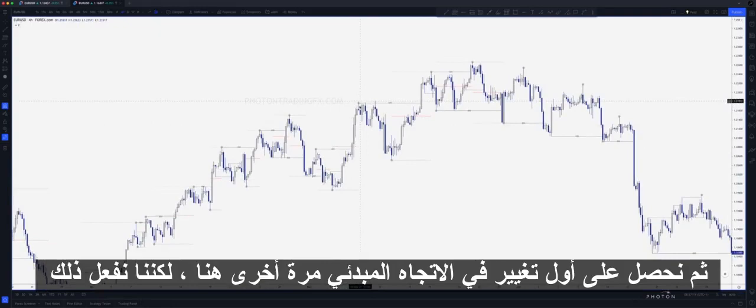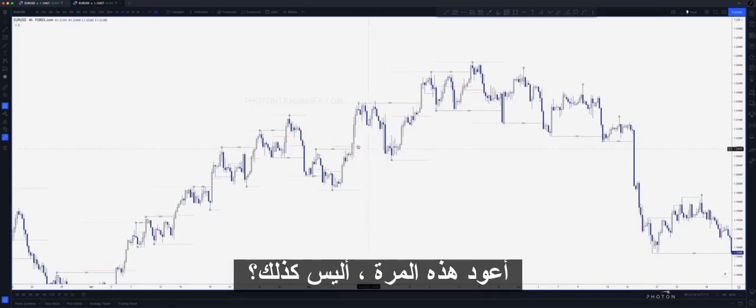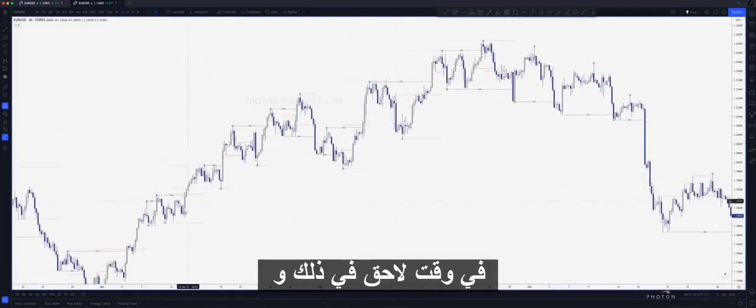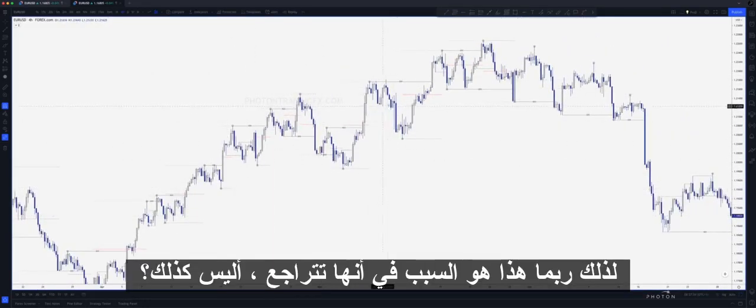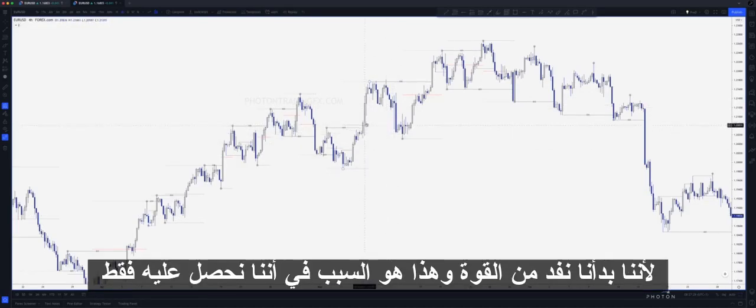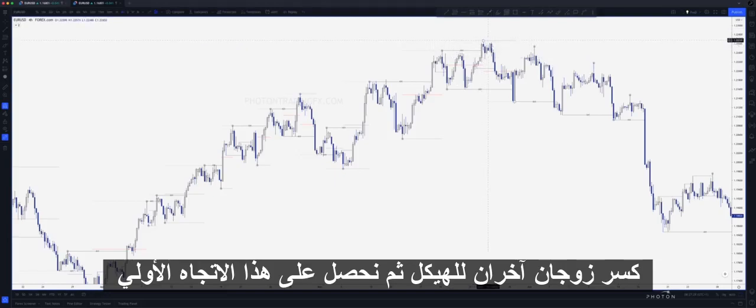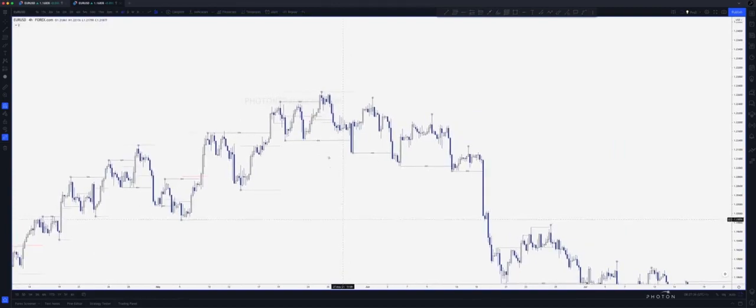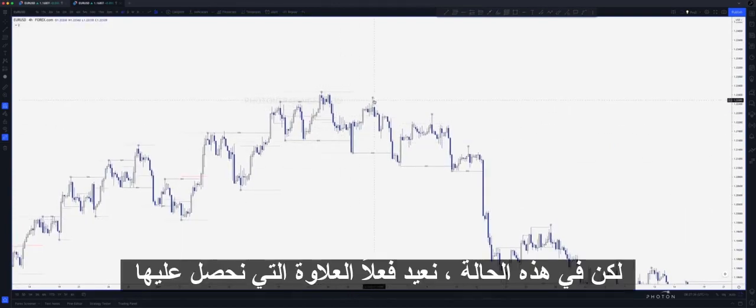Then we do get that first initial trend change again here, but we do come back this time. But if you're looking at the long-term trend, it's quite later on in that initial trend. So that's probably why it does pull back, because we are starting to run out of steam, and that's why we only get another couple breaks of structure, and then we get that initial trend change. So now the longer-term trend is starting to end. But in this case, we do actually pull back up to the premium.